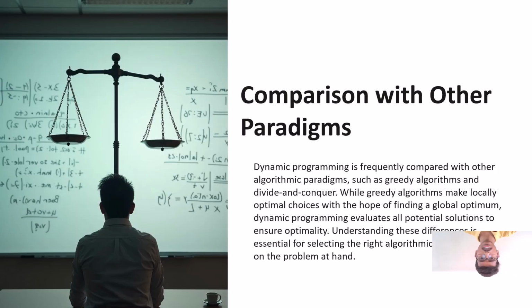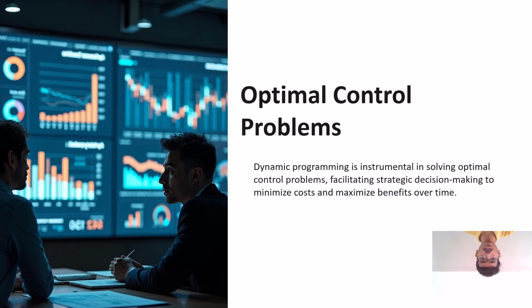Comparison with other paradigms. Dynamic programming is frequently compared with algorithmic paradigms such as greedy algorithms and divide and conquer. While greedy algorithms make locally optimal choices with the hope of finding a global optimum, dynamic programming evaluates potential solutions to ensure optimality. Understanding the differences is essential for selecting the right algorithm depending on the problem at hand. Real world applications.